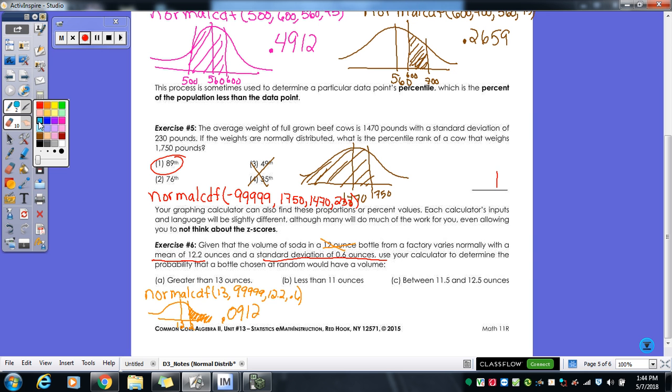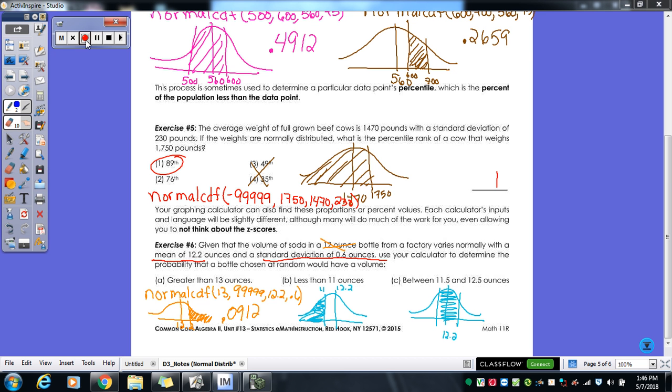Go ahead, try to see if you can figure out the other two on your own. 0.0228. Very good. How about for C? Well, what's after the 7? So it makes it 0.5698.